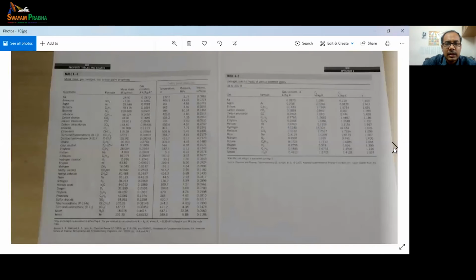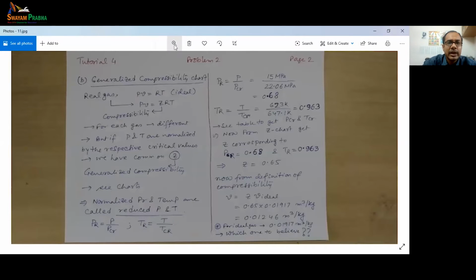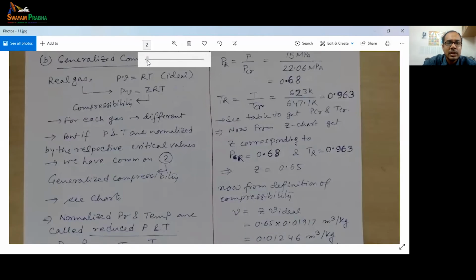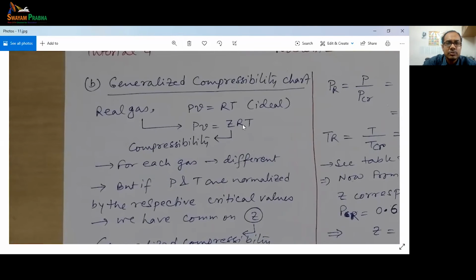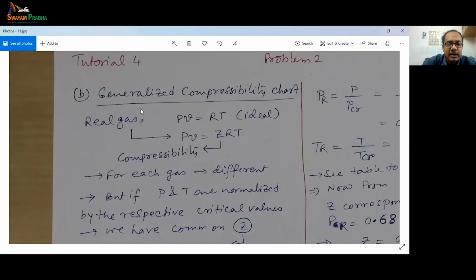Now let's see what we get if we don't assume the ideal gas law, but assume it to be a real gas. That's where the generalized compressibility chart comes into the picture. For an ideal gas, P into small v, the specific volume, is equal to RT. That's the ideal gas law. Now for a real gas, you have an extra factor Z, so Pv equals ZRT. Z is called compressibility. This is the real gas law.